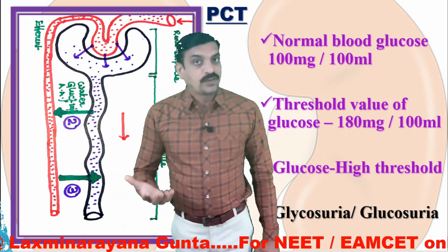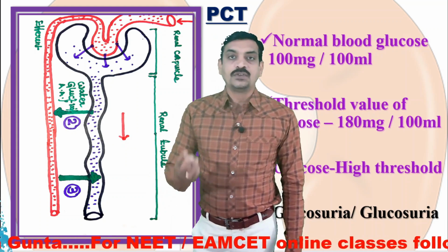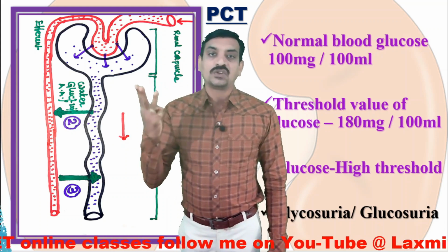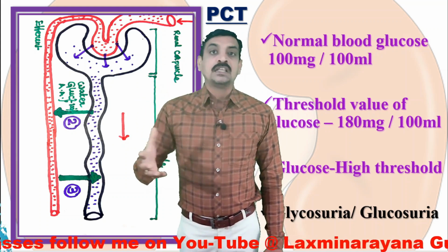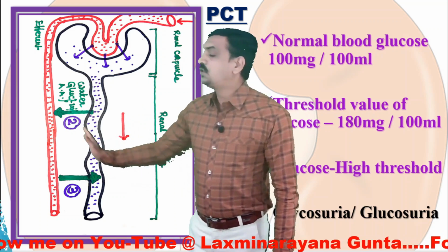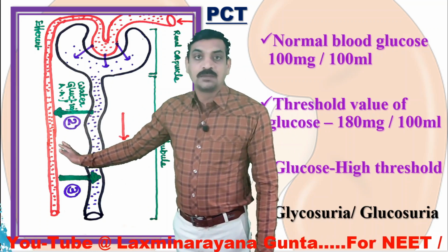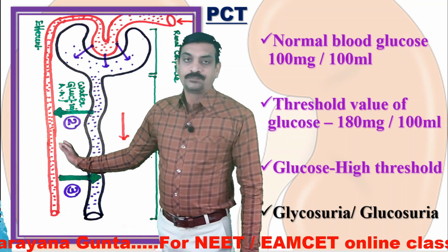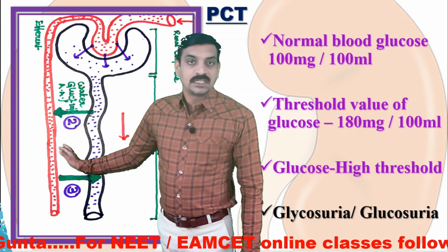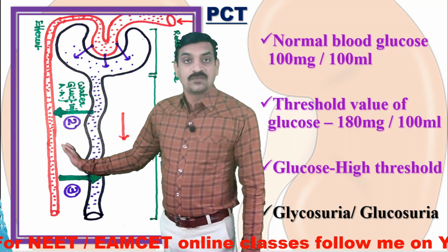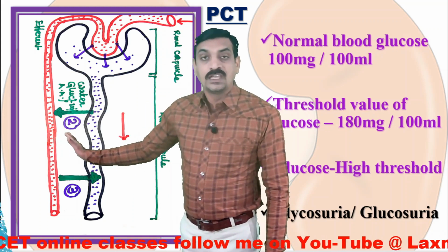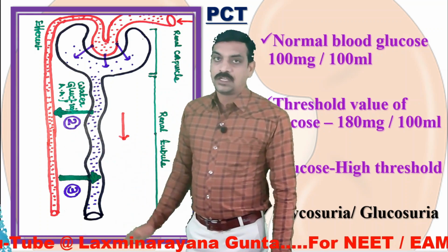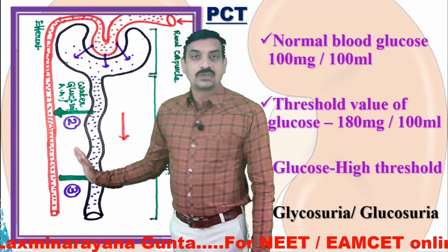Based on their nature of reabsorption, the substances are divided into three types: high threshold substances, low threshold substances, and a threshold substances. High threshold substances are almost completely reabsorbed into the peritubular capillary. The examples are glucose, water, sodium, potassium, etc. Glucose is 100% reabsorbed, 99% of water is reabsorbed, 98 to 99% of sodium is reabsorbed, and 100% of potassium is reabsorbed. These are called high threshold substances.